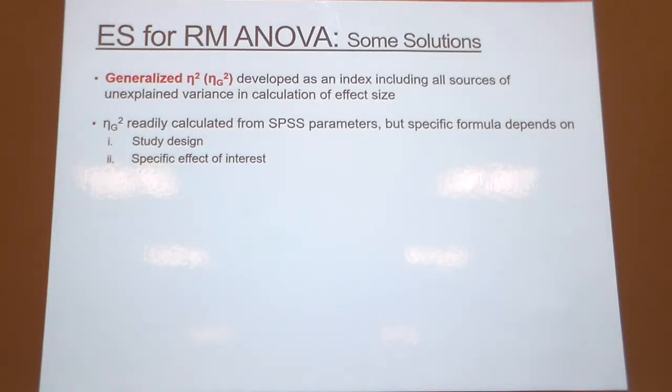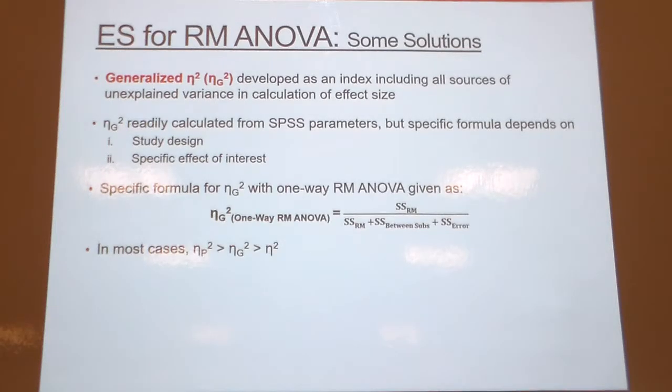We can easily get this from our SPSS output. We just need to go through and determine some things in calculating our generalized eta squared. I can't give you a formula for generalized eta squared, because it's going to depend on how you set up your study, the design of your study, and what effect you're interested in. This starts to become complicated, because depending on what your design looks like, your procedure for calculating generalized eta squared is going to be different.